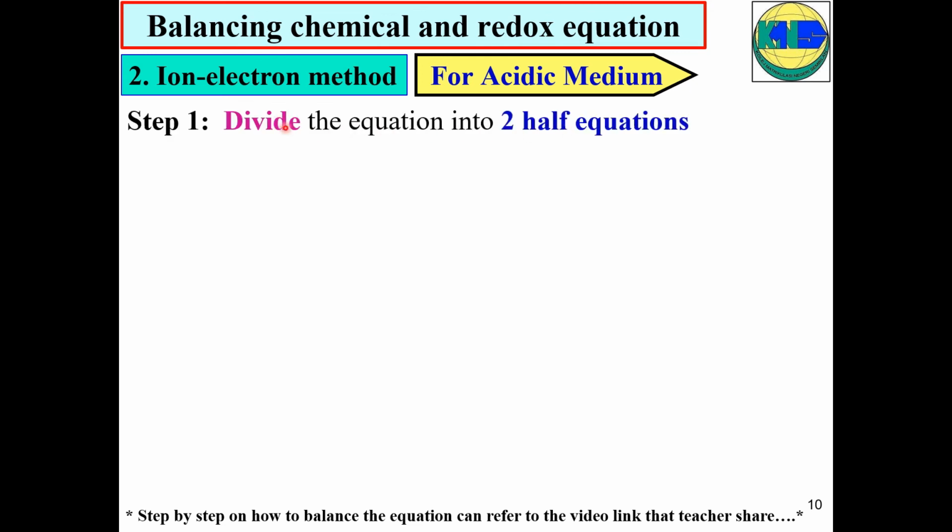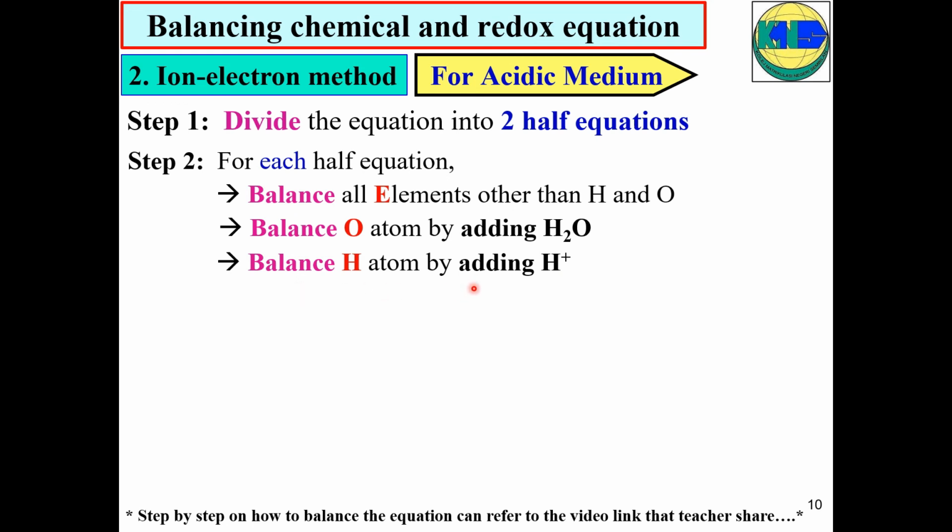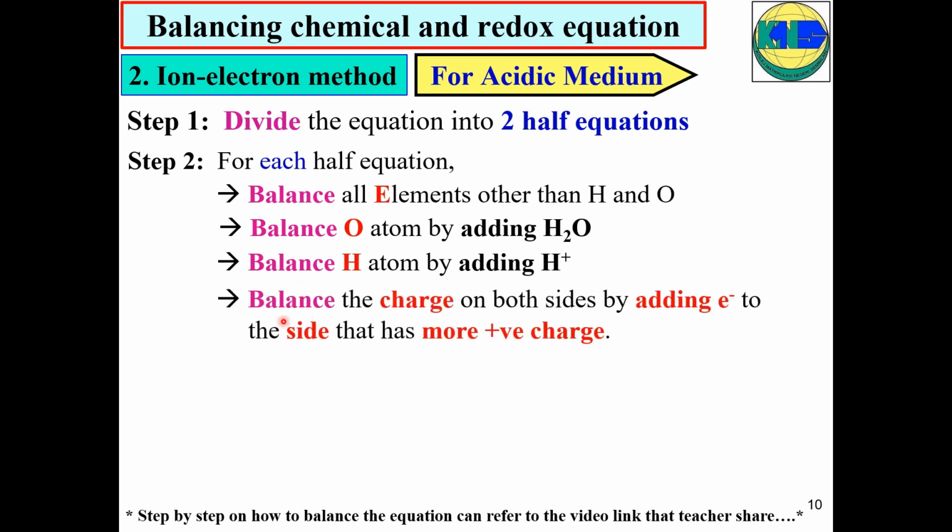Step 1, divide the equation into two half equations. Step 2, for each half equation, balance all elements other than hydrogen and oxygen. Balance oxygen atoms by adding H2O. Balance hydrogen atoms by adding H+. Balance the charge on both sides by adding electrons to the side that has a more positive charge. This one we can simplify as balancing the charge.